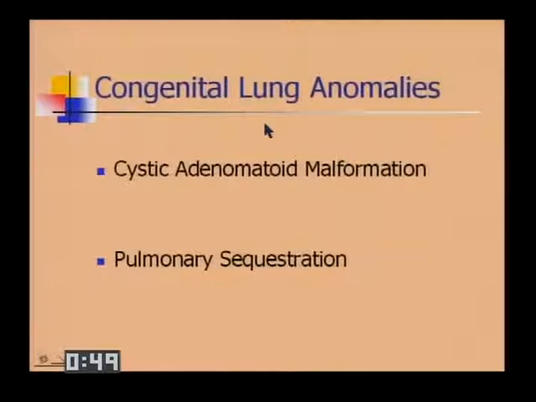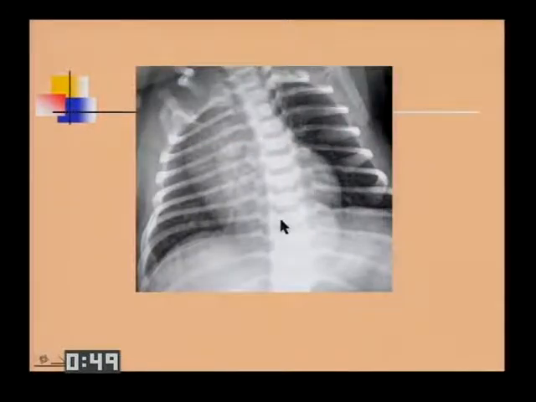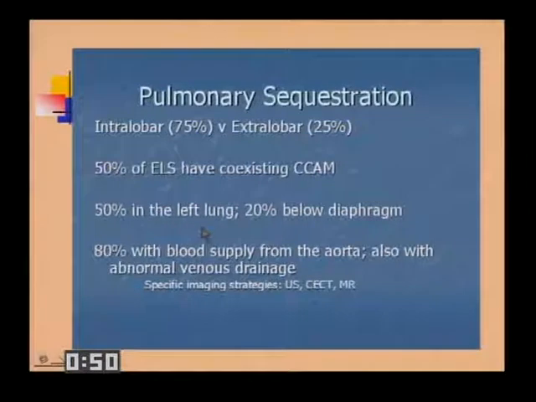Sequestrations tend to be at the base. You might just see a little density like this. Sometimes it's a little density sitting out a little bit further. It doesn't usually compress lung. It usually doesn't have much of it. It may be hidden in children who have respiratory distress syndrome. It may take a while to be seen. Intralobar is more common. As I said, they overlap with other things. Surprisingly, it's 50-50 left and right.